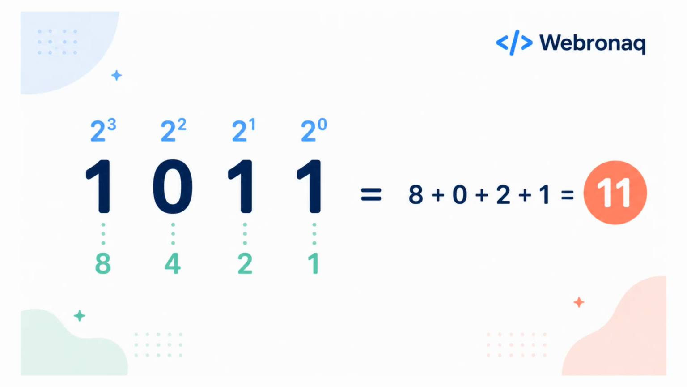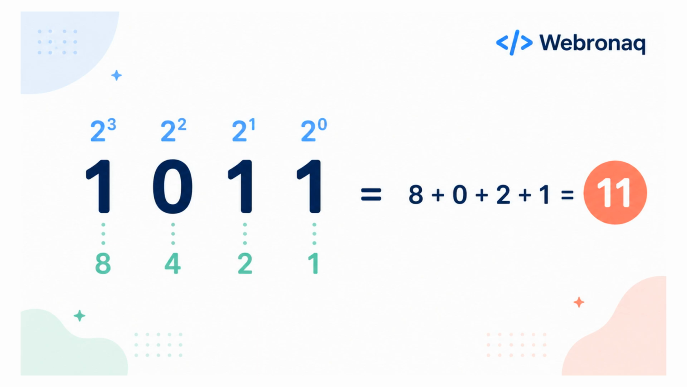whole numbers. Take this number, 1011 in binary. Each digit sits in a specific position, and each position has a value. Starting from the right, the place values go up in powers of 2. So 1, then 2, then 4, then 8, and so on. Each time you move one step to the left, the value doubles.